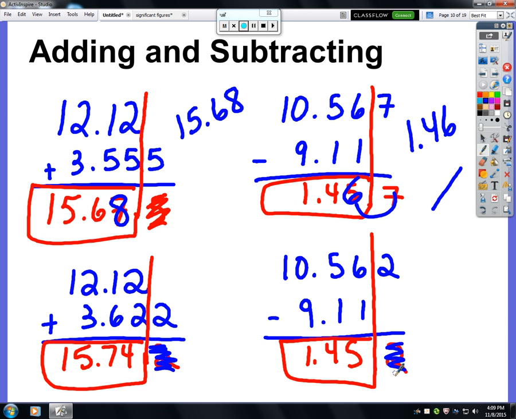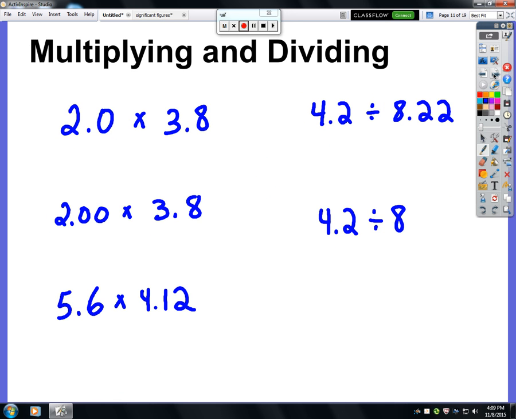All right, let's move on and look at multiplying and dividing, because there are completely different rules for multiplying and dividing. This is where it's important that you know your significant figure rules, because if you don't, then you can't do this correctly. So before we do any multiplying and dividing, we're going to look at each of these and see how many significant figures there are.